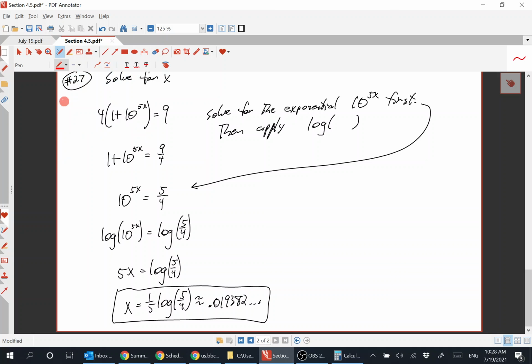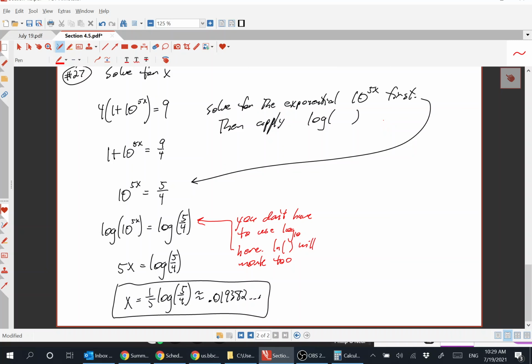But you didn't have to use log base 10. Natural log will work too. So let's apply the natural log to both sides. So this is natural log. Well, let's go down here and do it.